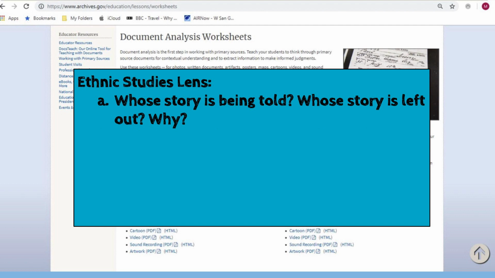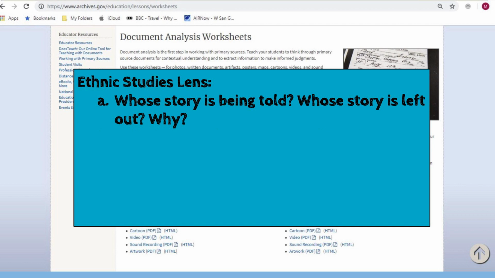But more than just for reliability or historical accuracy, from an ethnic studies perspective, we want to, again, think about these kinds of questions. Whose story is being told here? Whose story is left out? And this is a critical practice of social justice education. Or if the story is being told, how reliable is this perspective from this person who is not part of that community? Who are they to tell this story?